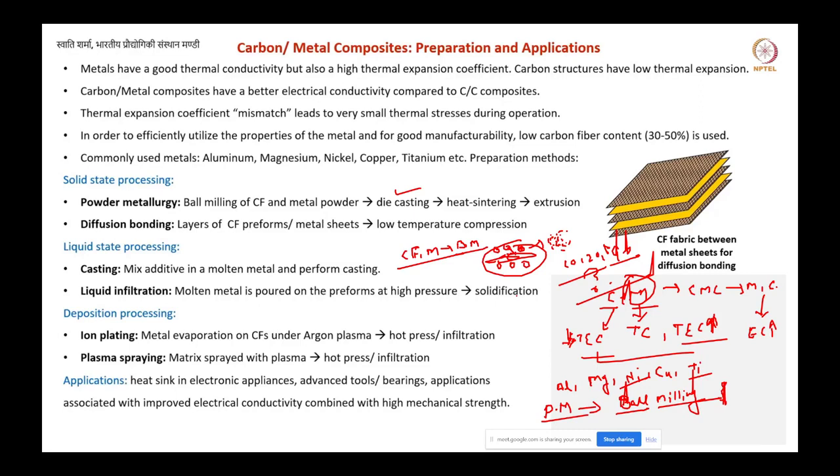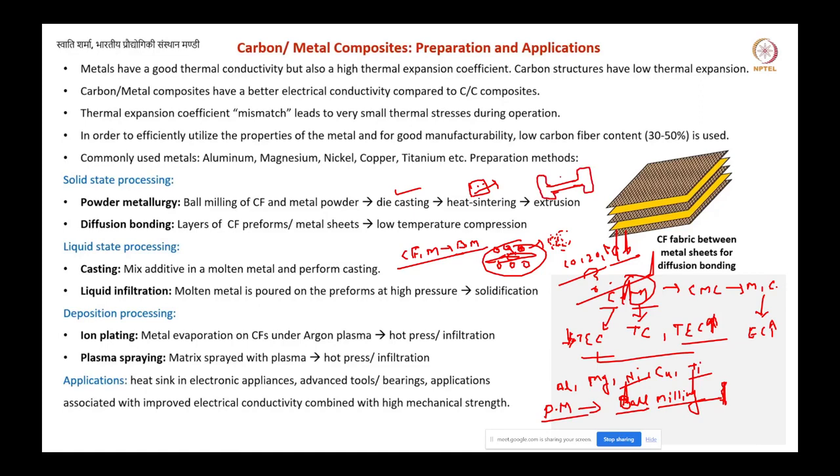Now, after that you will do the heat sintering. The sintering process will make a compaction and the unwanted particles can be removed, and then you can do the extrusion. Whatever required shape you want, you can get it by the extrusion process.